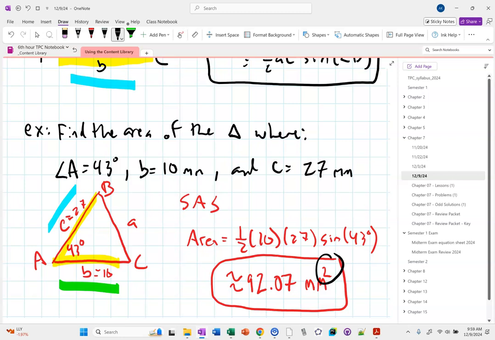Is everybody okay here? Pretty straightforward, right? If it's a side angle side, you just plug them into the formula and press enter and you're done. Should be very straightforward.